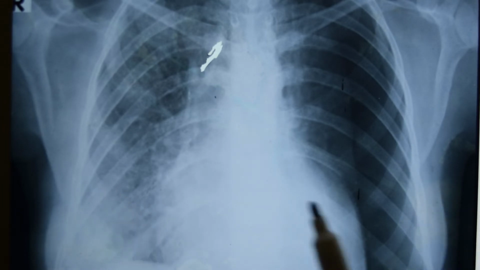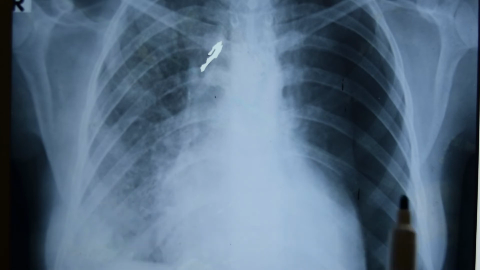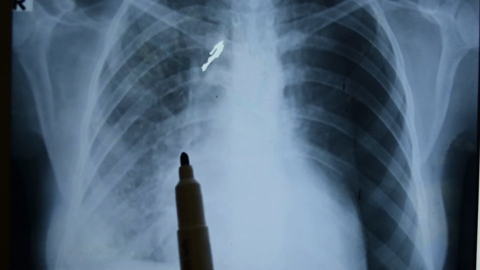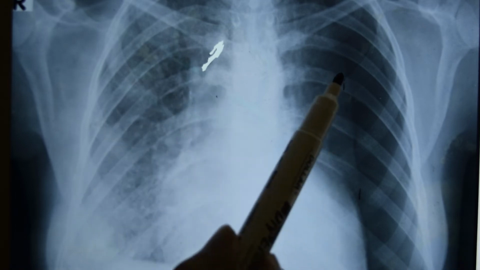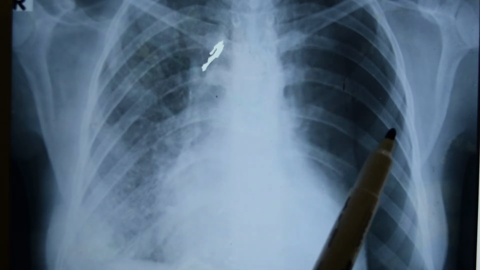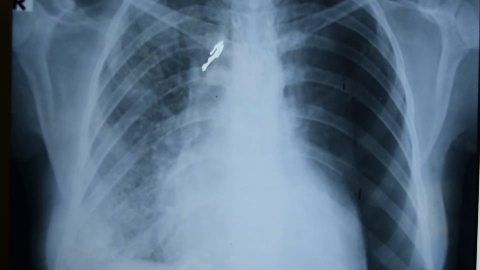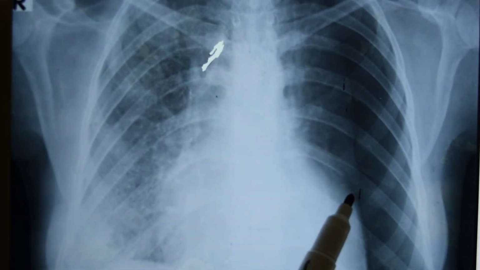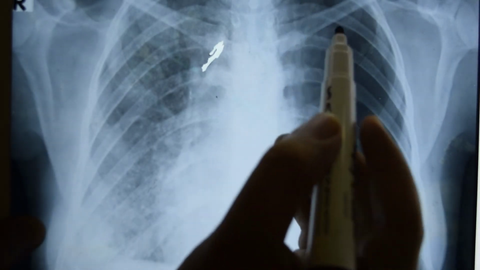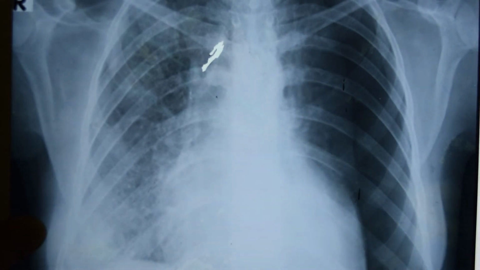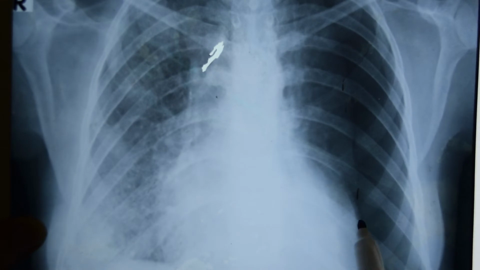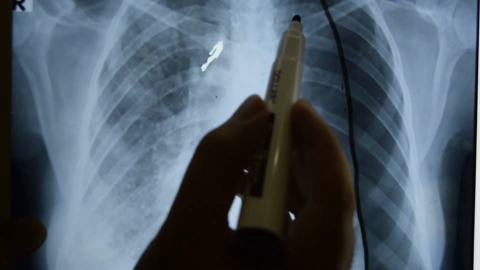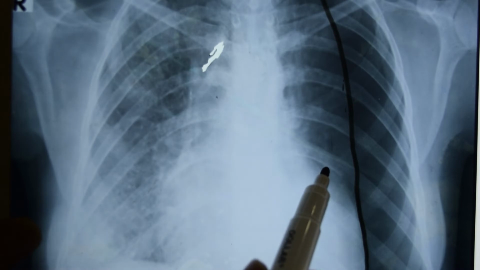If we compare this right lung with the left lung, in this zone the lung markings are traceable. However, after this visceral pleura is traced, there are no lung markings in this zone. This is the collapsed lung. This all is collapsed lung. I am going to mark it. From here, the visceral pleura is coming, and all this is collapsed lung.